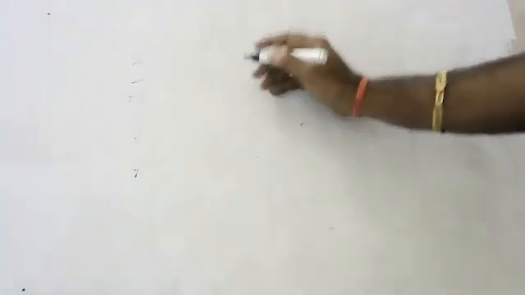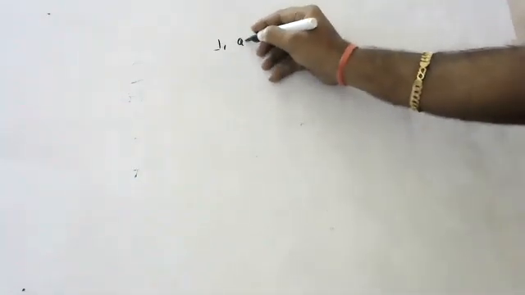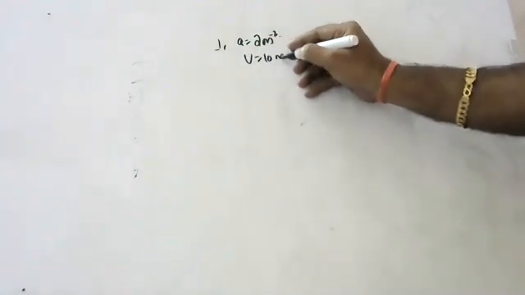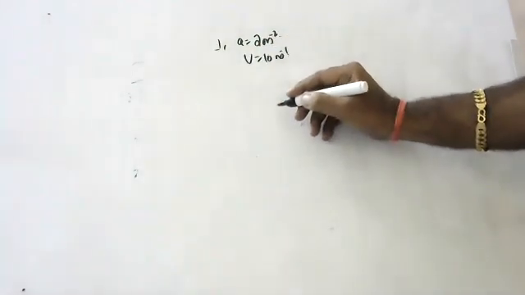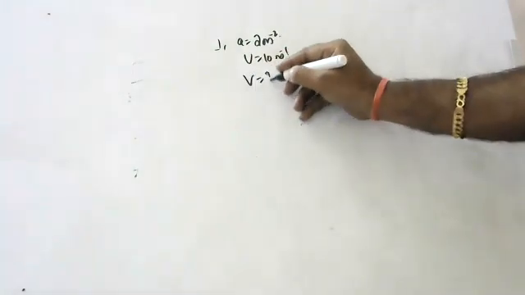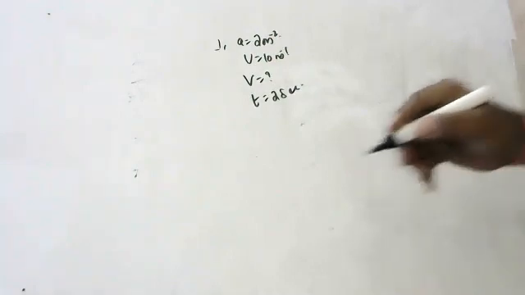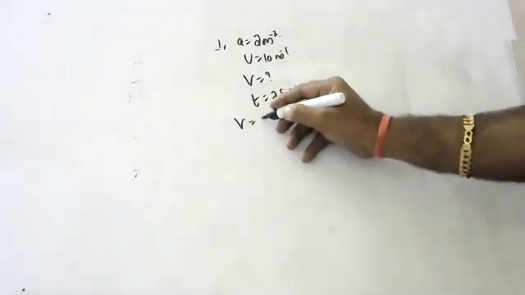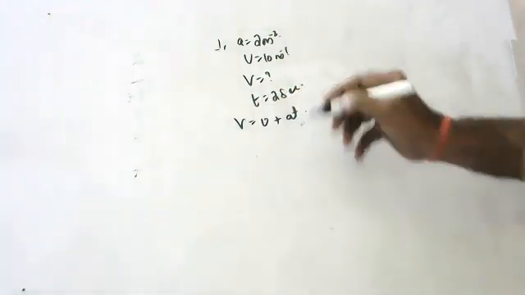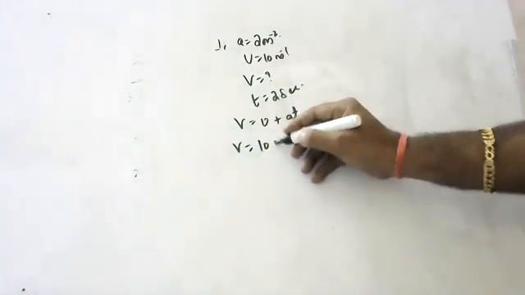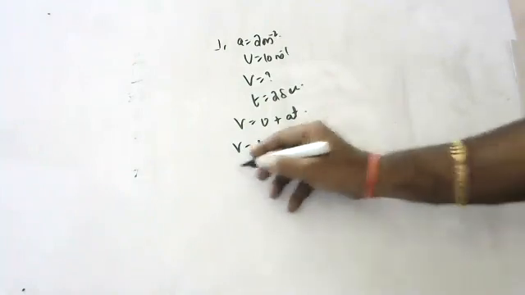Yeah, children. What is the next question? An object moves along a straight line with an acceleration of 2 meters per second squared. If its initial speed is 10 meters per second, what will be its speed after 2 seconds? Come on, tell me. V is equal to? V is equal to u plus at. Tell me: 10 plus 2 into 2.